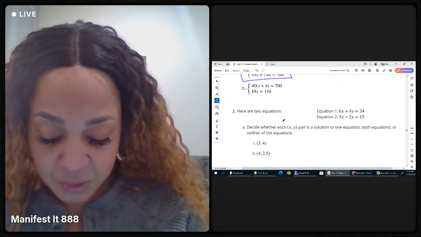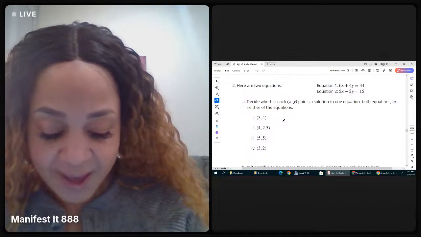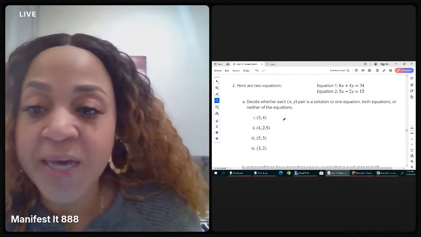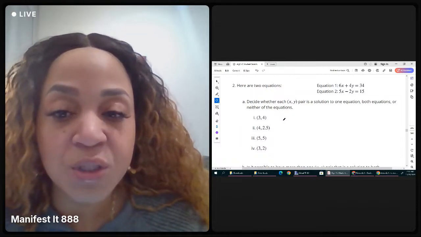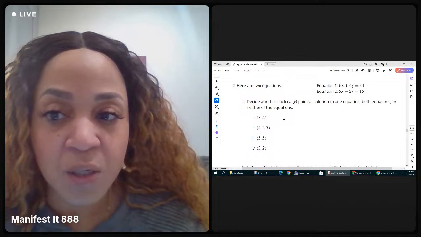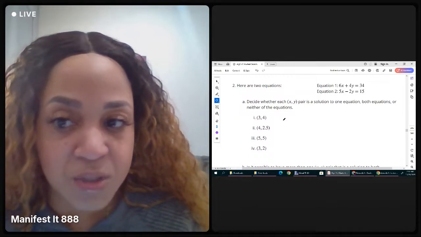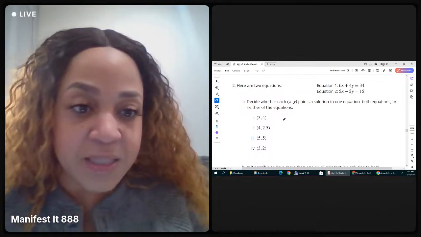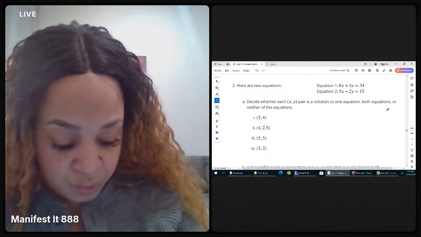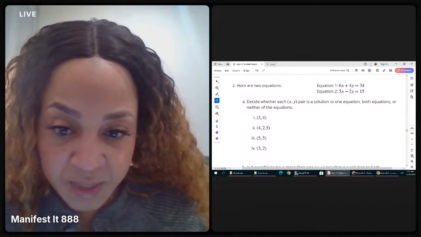All right, let's look at problem number 2. We have two equations, and we have to decide whether each XY pair is a solution to one equation, both equations, or neither of the equations. So all we're going to do here is just substitute the values for X and Y. I think a very fast way for us to do this is to use our calculator. So let me grab that.